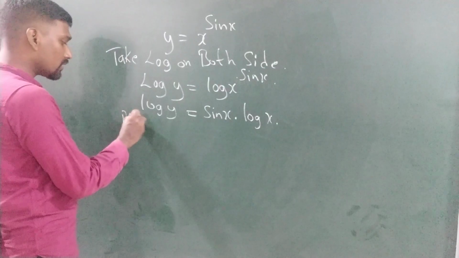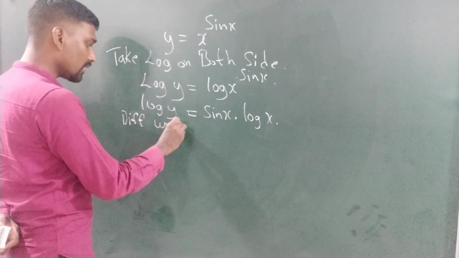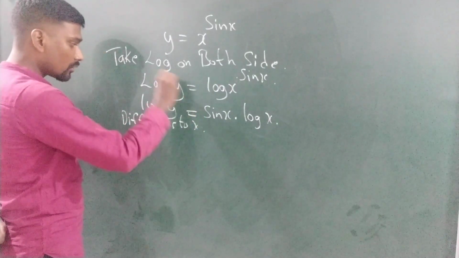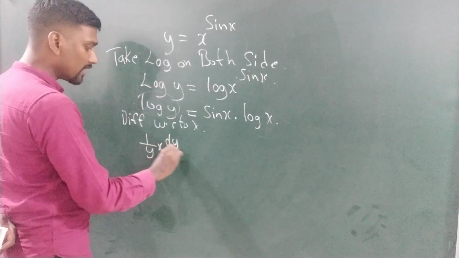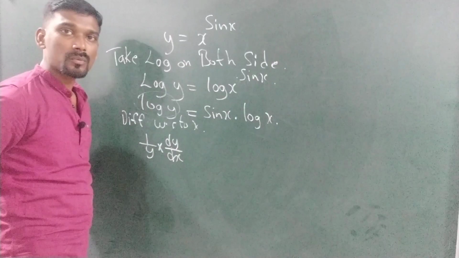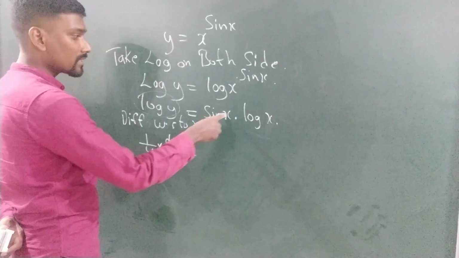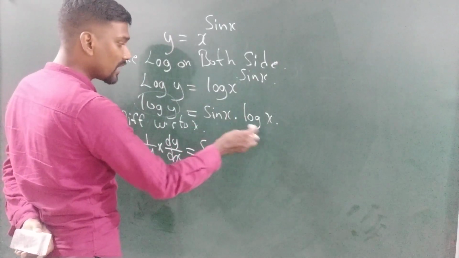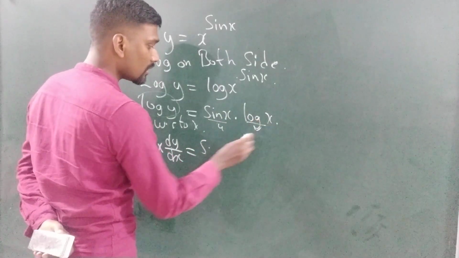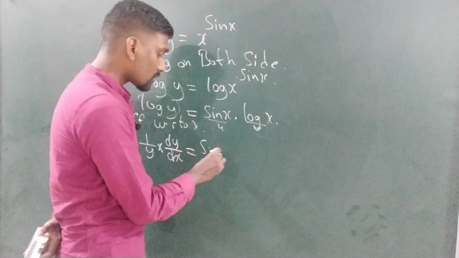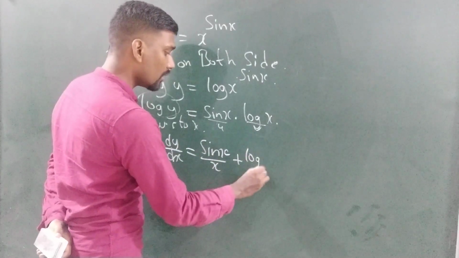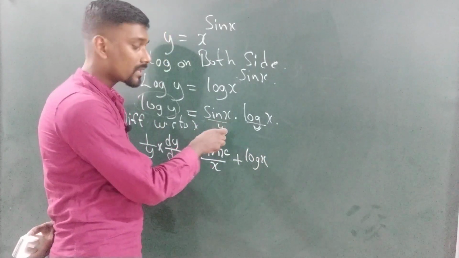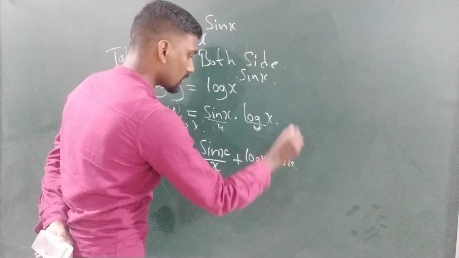Now differentiating with respect to x. The differentiation of log y will be 1 by y into dy by dx, equal to sin x into log x. Use the u v dash method. This is u and this is v. u as it is, v dash is 1 by x, that is sin x by x, plus v u dash. u dash is what? Derivative of sin x is cos x.